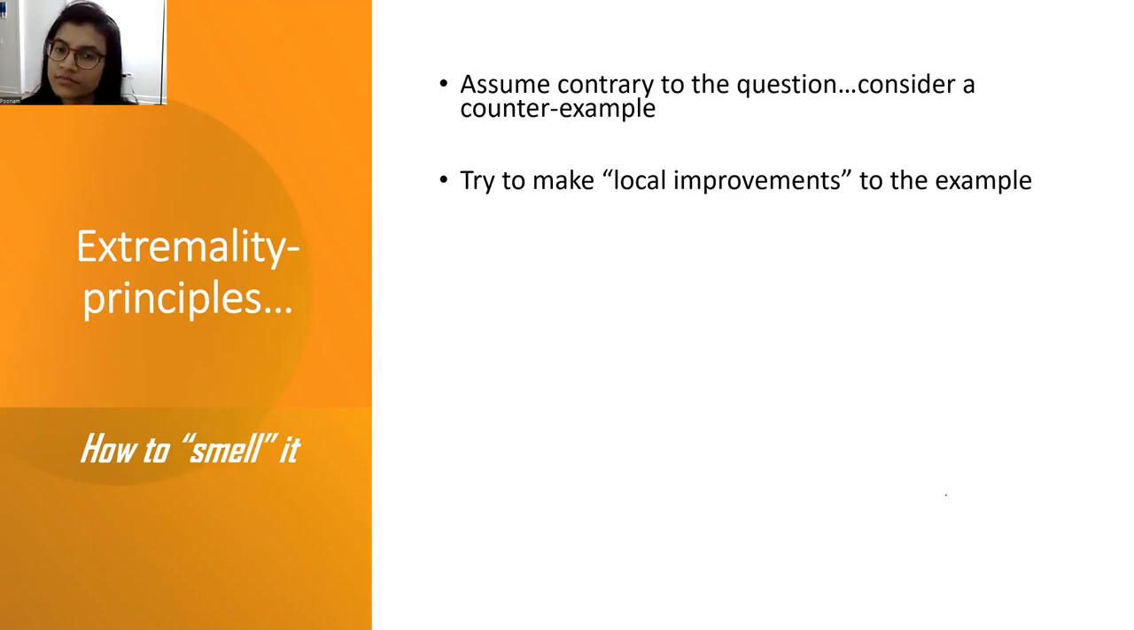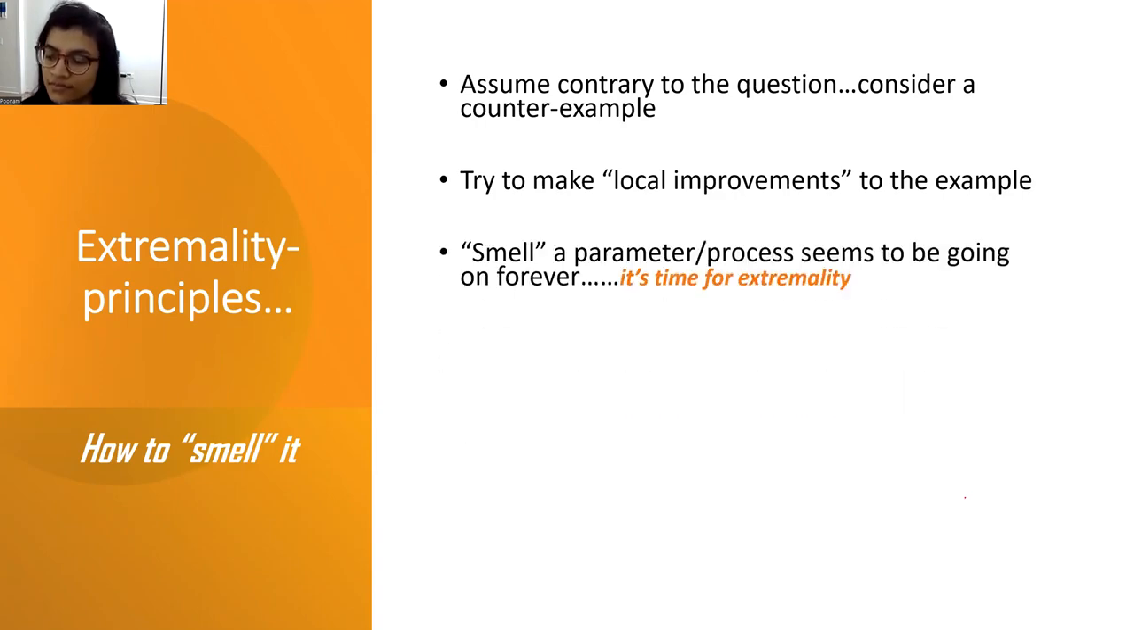So we try to make local improvements to the example. So we assume that the hypothesis is false. We take a counter example as a mathematical object, and we try to make some improvement to it. That improvement, of course, depends upon what the question is asking for. Then we realize that there is some parameter, there is some process in that, right? If that example is never going to satisfy the hypothesis of the question, there is some parameter, some process in that example, which seems to be going on forever.